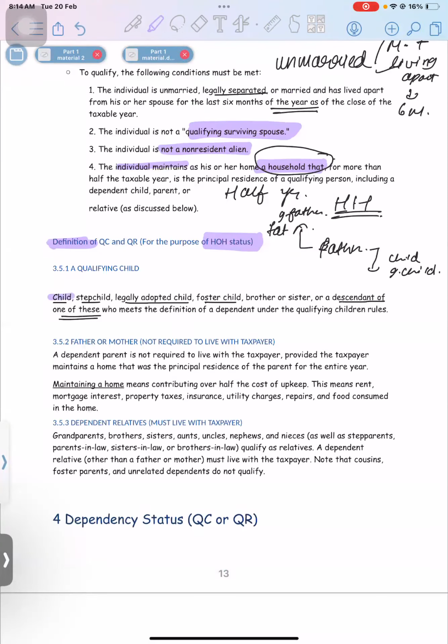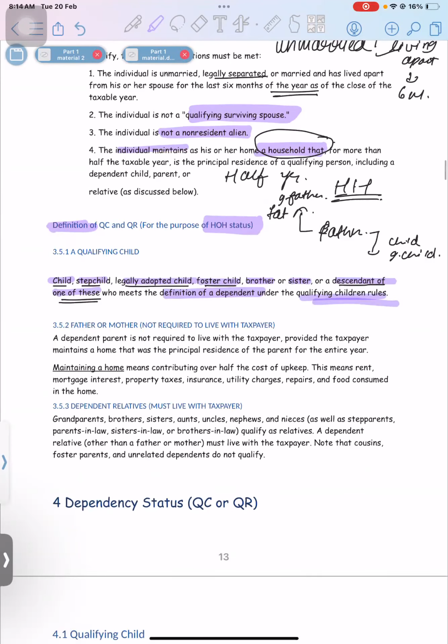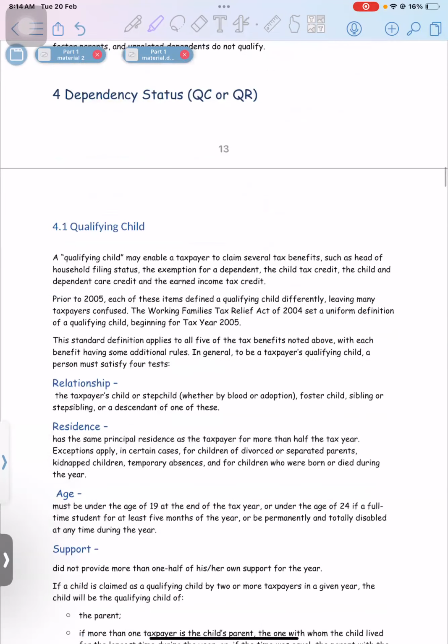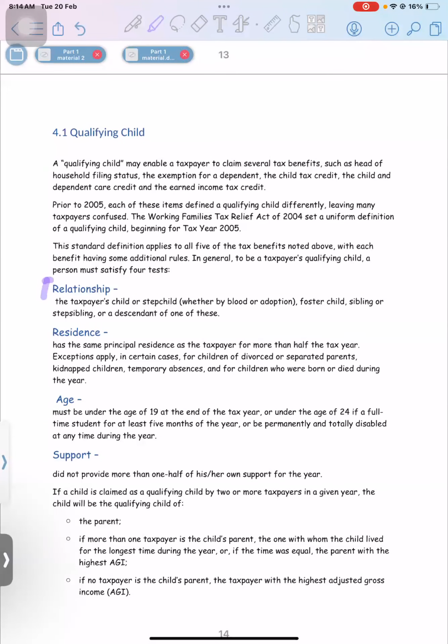So child, stepchild, legally adopted, foster child, brother, sister, descendant of one of these, or a descendant of either brother or sister, who meets the definition of a dependent under the qualifying child rules. So what are the rules for being a qualifying child? Here we will see the rules. Let's do that first. There has to be a relationship, a residence, the age test, and the support test. These are the 4 criteria you can remember properly.